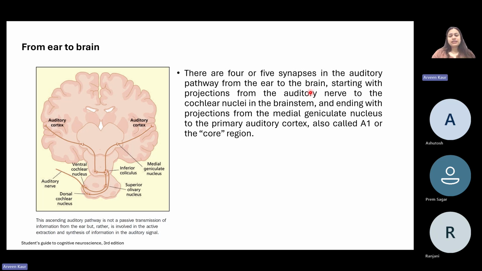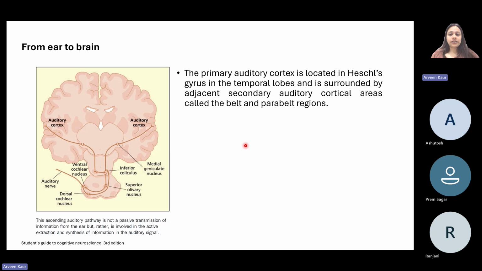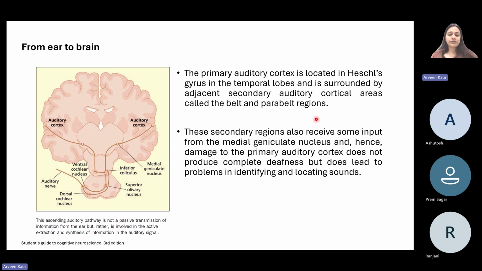This auditory cortex is known as A1 or the core region, as opposed to V1 or the primary visual cortex in the case of vision, right? The primary auditory cortex is located in Heschl's gyrus in the temporal lobes and is surrounded by adjacent secondary auditory cortical areas called the belt and the parabelt regions. Right? These secondary regions also receive some input from the medial geniculate nucleus, and hence damage to the primary auditory cortex does not produce complete deafness but leads to problems in identifying and locating sounds.